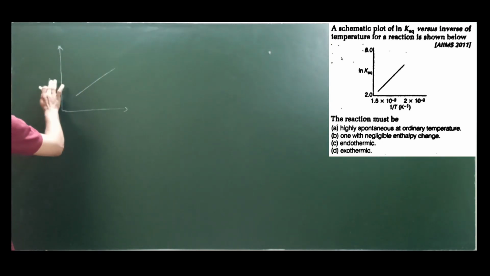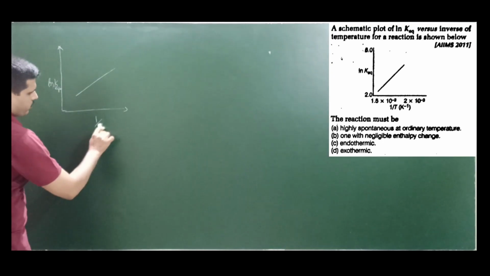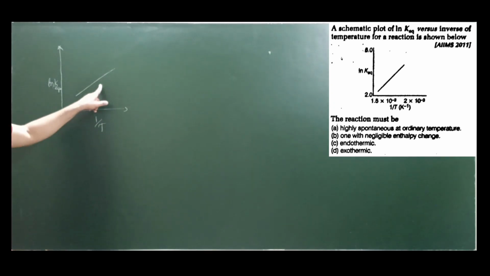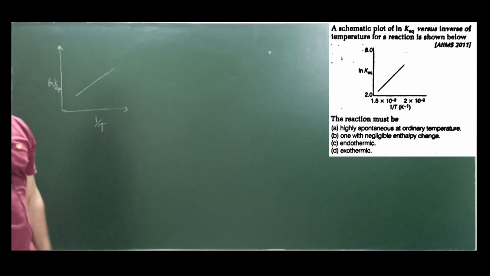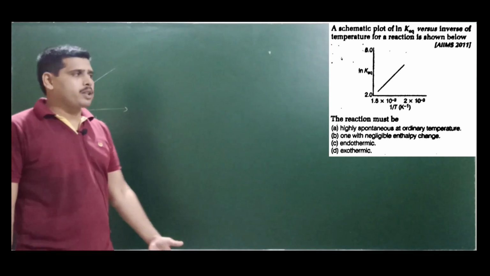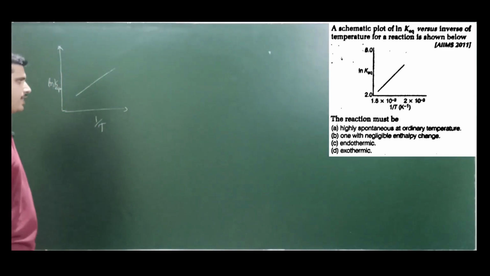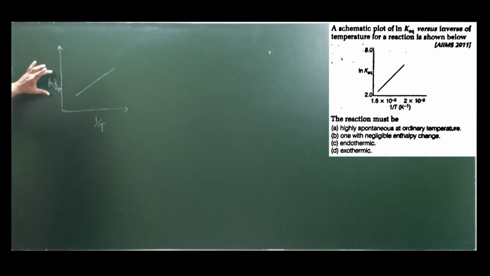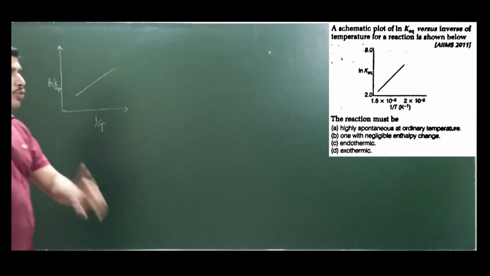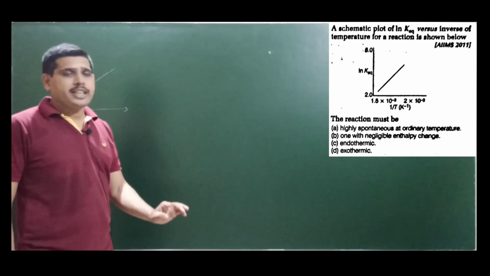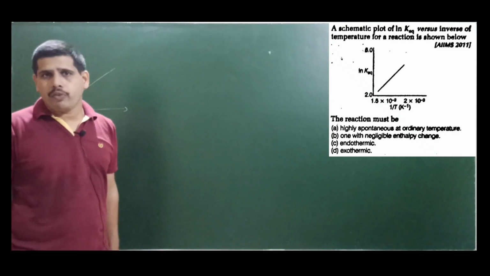It is ln, natural logarithm, of equilibrium constant against inverse of temperature. Fine. So it gives a positive slope anyway. What is told? The nature of the reaction, whether it is exothermic or endothermic, change in enthalpy, etc. So when you look into these variables, that is ln of equilibrium constant and 1 by T, one thing has to come to your mind: it is the Van't Hoff equation.